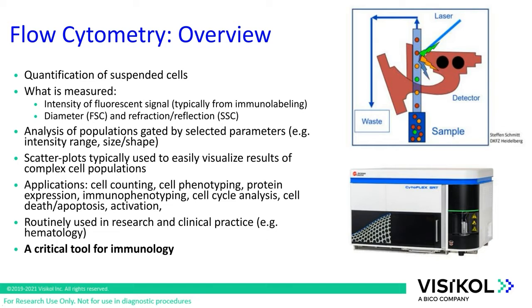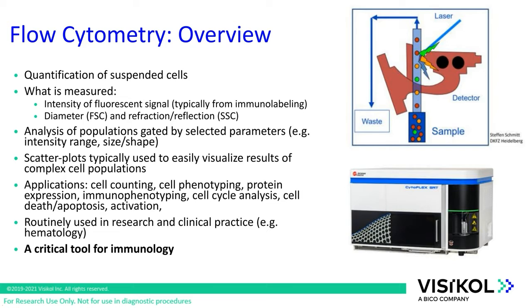So let's step back for a second and talk a little bit about flow cytometry. Flow cytometry is a critical tool for understanding immunology and really for diving into the population of cells. Flow cytometry is used to quantify cells, but they need to be suspended so that you can run them through the flow cytometer. So in a flow cytometer, we measure the intensity of the fluorescent signal of the individual cells. We typically get them to be fluorescent via immunolabeling.